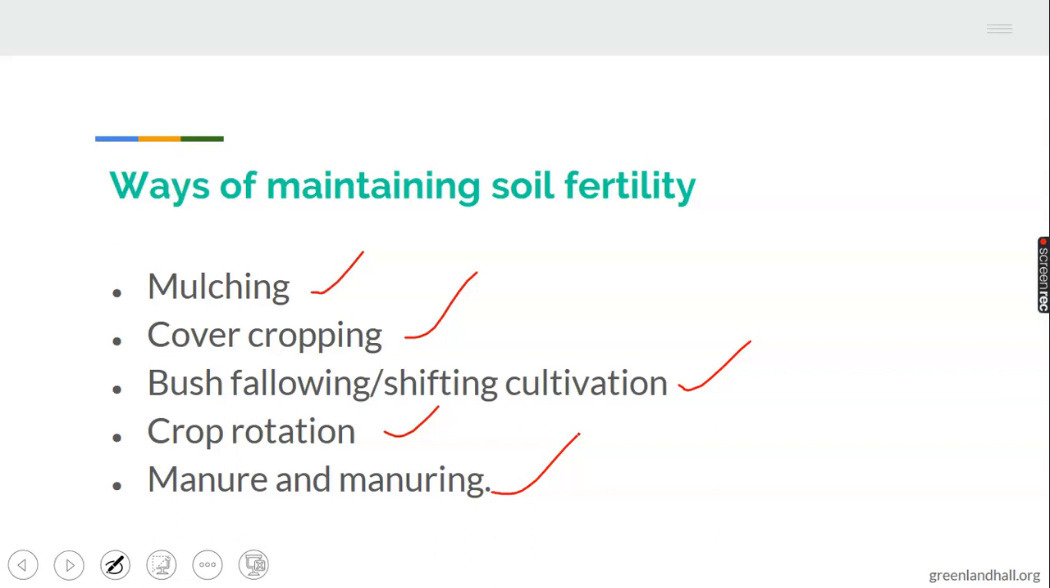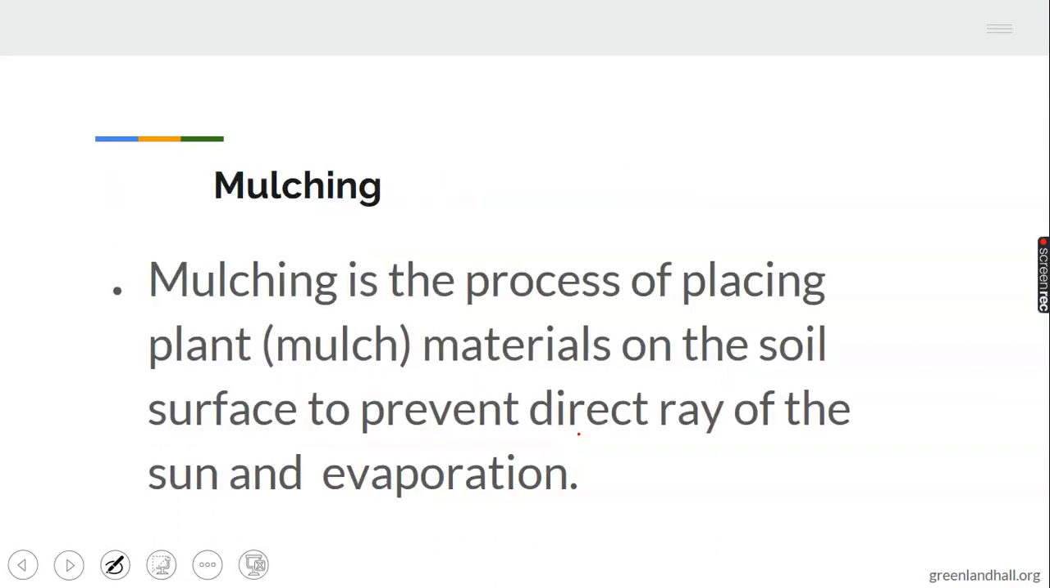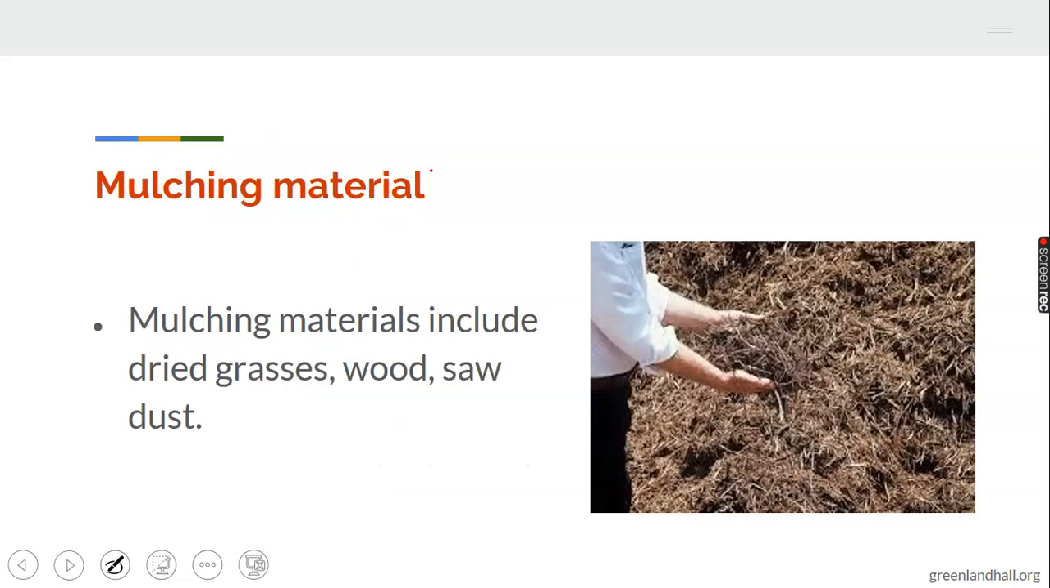Ways of maintaining soil fertility, we have stated them. Let's see to them one after the other. 1, mulching. Mulching is the process of placing plant materials on the soil surface to prevent direct ray of the sun and evaporation.